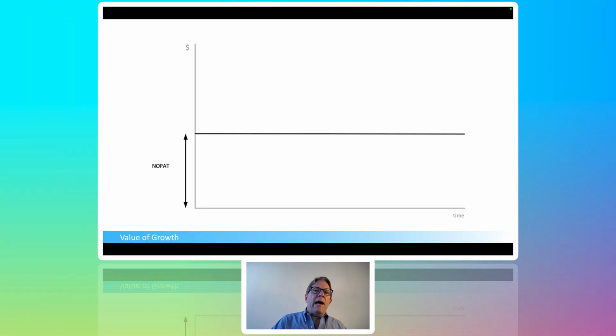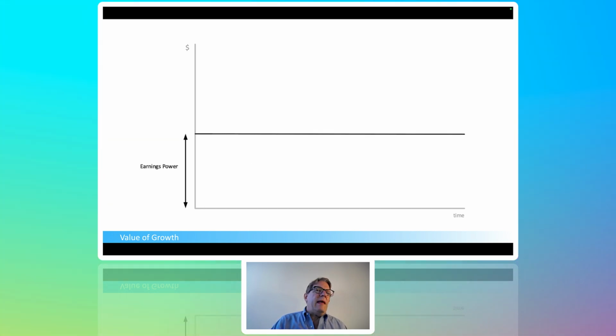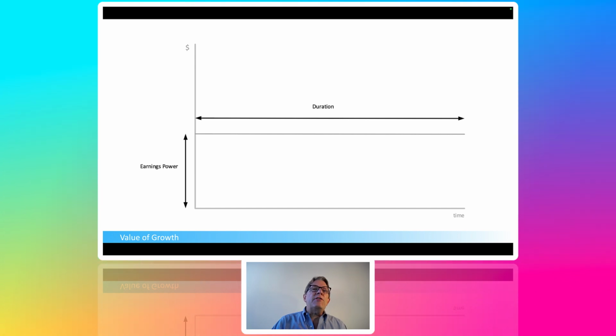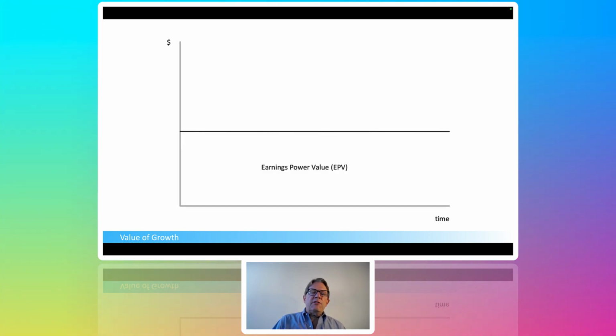All right, we talked about it graphically like this. This is NOPAT. It's the same as earnings power. Flip that to the outside. Add duration, which, because we're assuming that earnings power will be constant over time, we can use the perpetuity valuation formula, which then means that our earnings power value is effectively the area of the rectangle, which is kind of cool. All right, so that's your earnings power value, as we just pointed out.